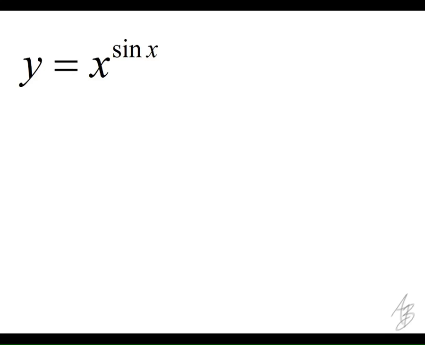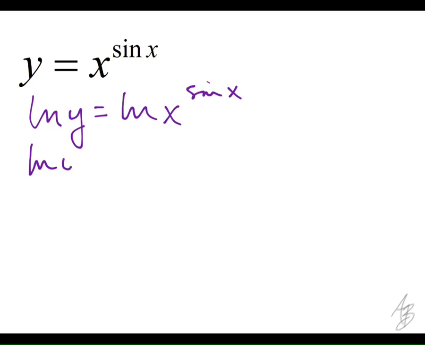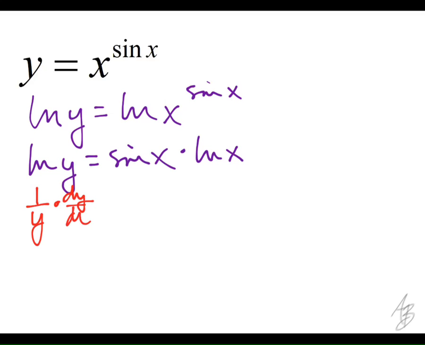Sure. What are we going to do first? Natural log. Take the natural log of both sides. And then what? Move the exponent down, so we're going to have the natural log of y equals sine of x times the natural log of x. Okay, then what? Differentiate with respect to x, so we have 1 over y, but we're taking the derivative with respect to x, so dy/dx equals product rule, right?